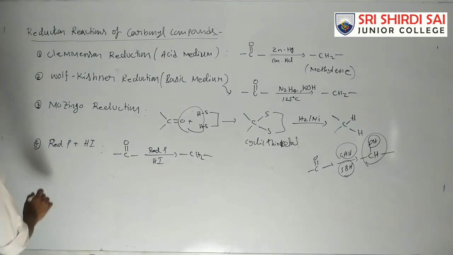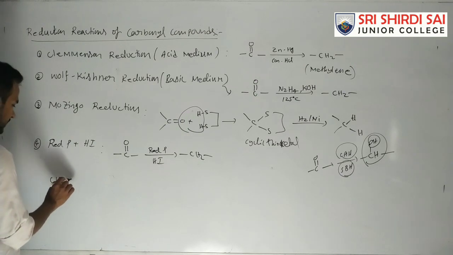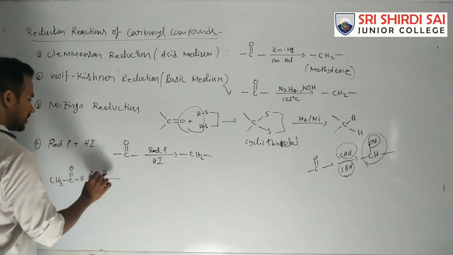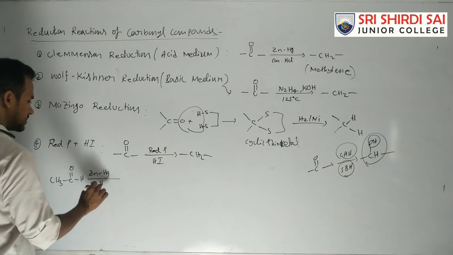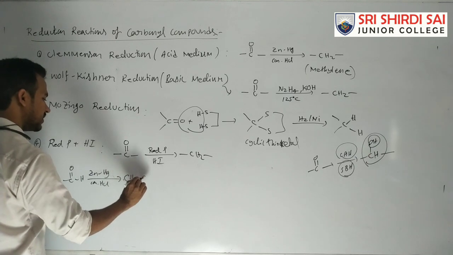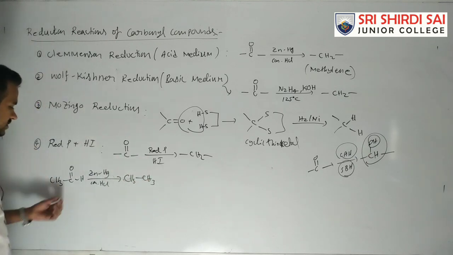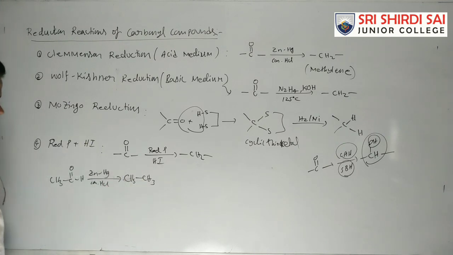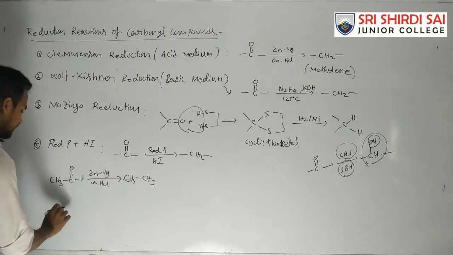So just wait. Suppose here CH3 C double bond O H, acetaldehyde. Suppose zinc mercury and concentrated HCl. This is converted to ethane, CH3 CH3. The CO group is converted to CH2, and with the hydrogen, that means here CH3.